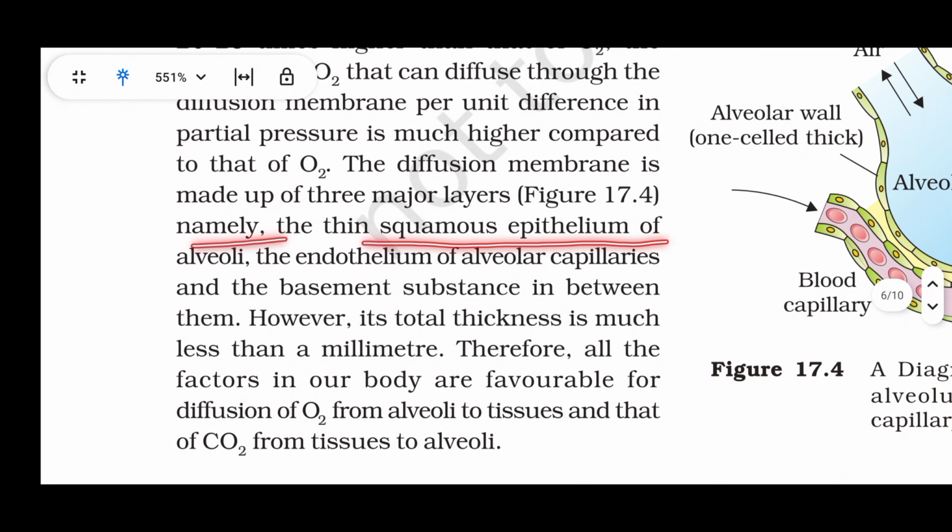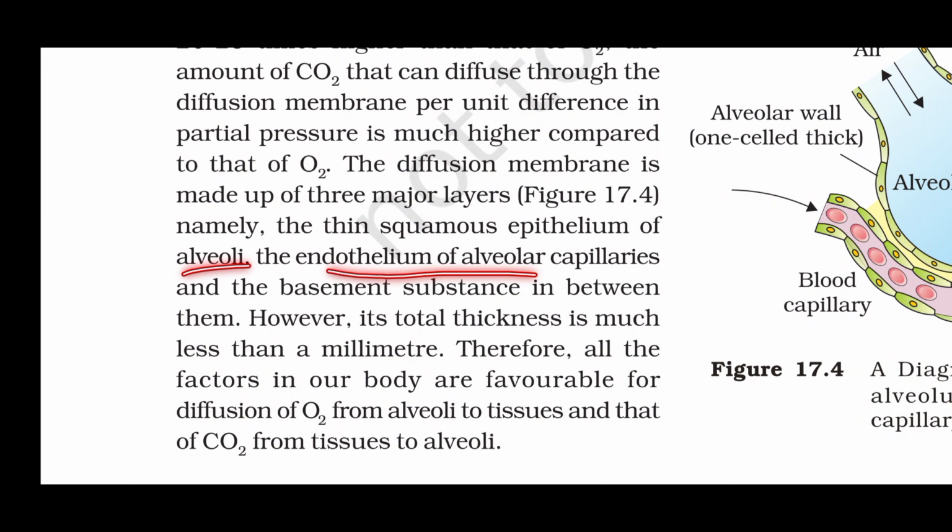Namely the thin squamous epithelium of alveoli, the endothelium of alveolar capillaries, and the basement substance in between them. However, its total thickness is much less than a millimeter. Therefore, all the factors in our body are favorable for diffusion of O2 from alveoli to tissue and that of CO2 from tissue to alveoli.